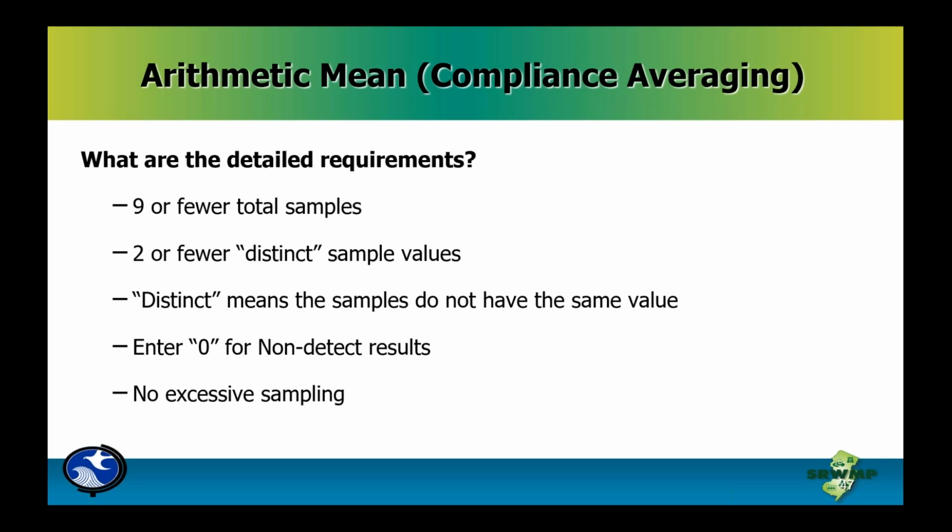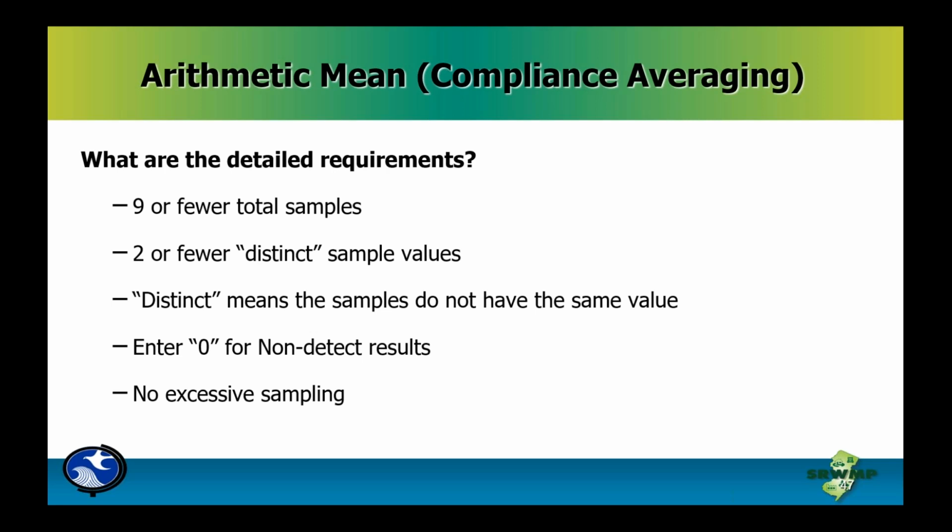On the distinct, it says can't have more than 2 samples with the same value. Does that mean if I have 4 non-detects and then a couple of 5 detections, I can't use the 4 non-detects? The distinct means samples do not have the same value. If I have 4 non-detects, can I use 4 zeros? Yes. Okay.